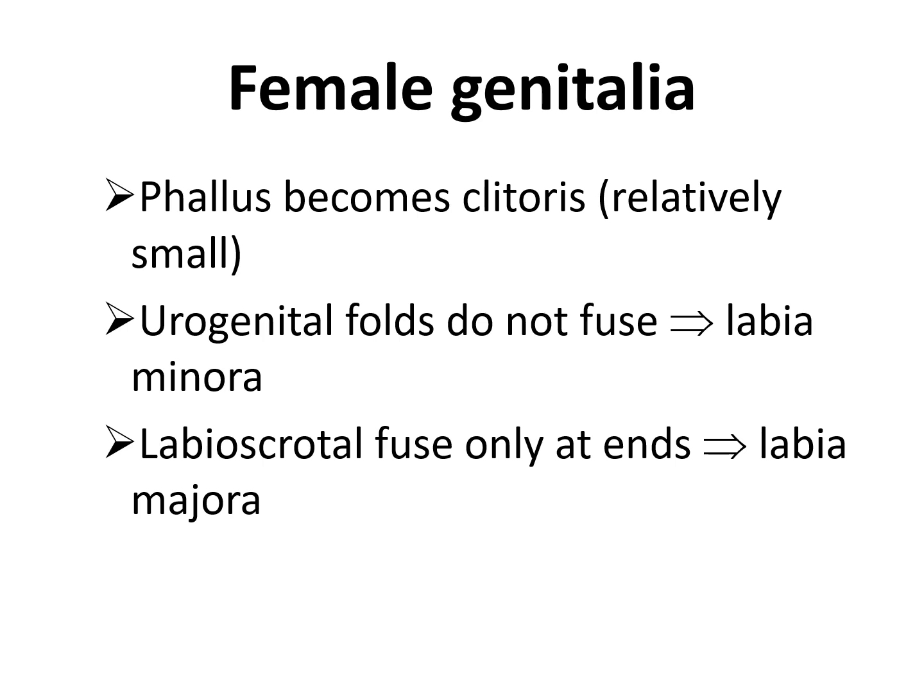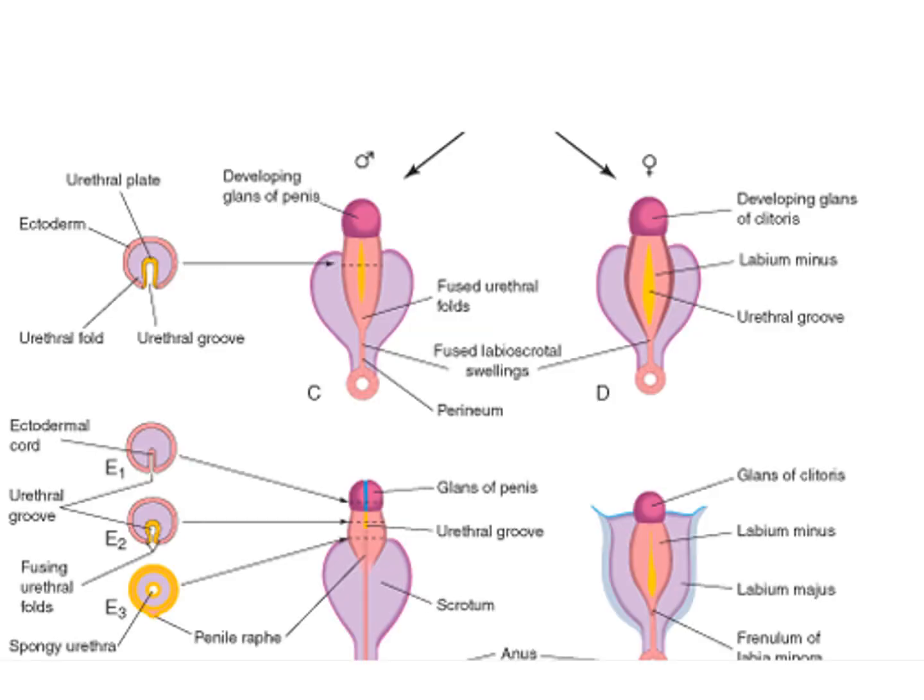What happens in the female? The phallus or the genital tubercle becomes the clitoris because it doesn't elongate, it is relatively small. The urogenital folds do not fuse, and form labia minora. The labioscrotal folds do not fuse, they just fuse at the ends and they form labia majora, and this is the female external genitalia.